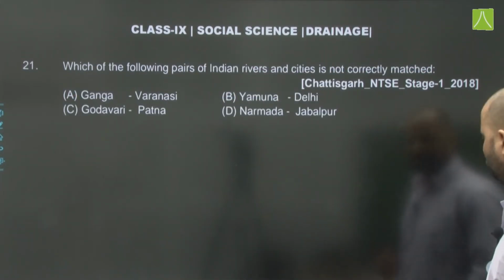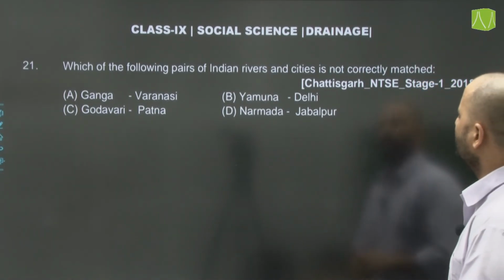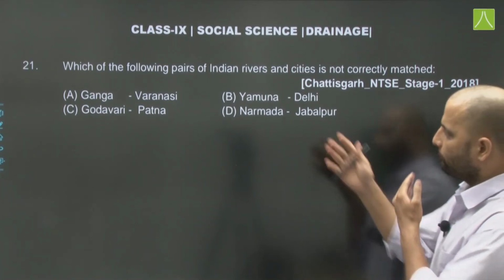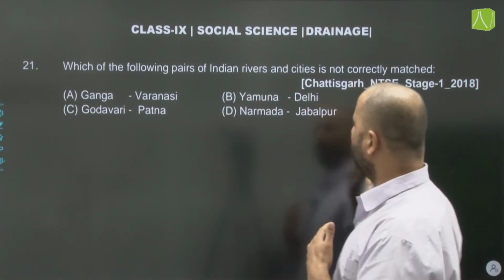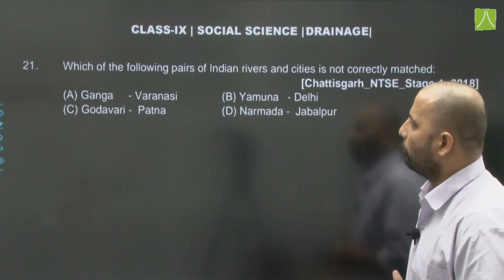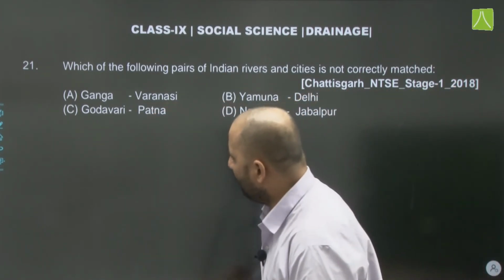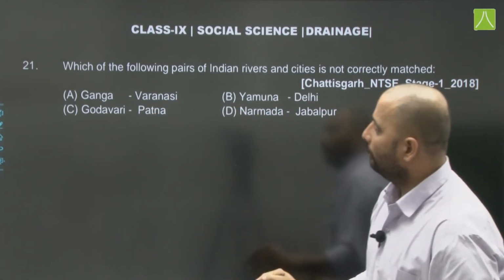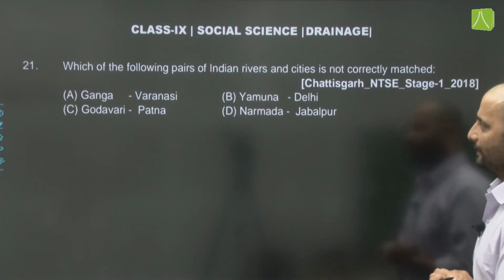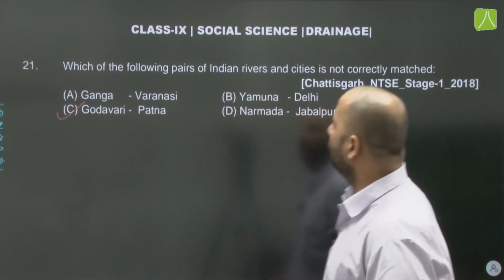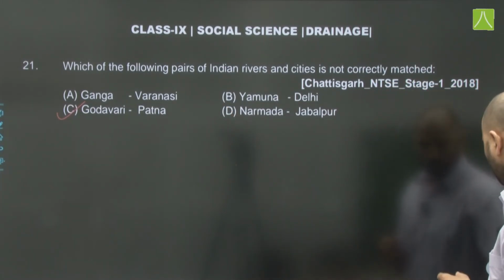Now moving on to our next question, that is which of the following pairs of Indian rivers and cities is not correctly matched? This question is from Chhattisgarh NTSE Stage 1, 2018. Options provided here are Ganga, Varanasi; Yamuna, Delhi; Godavari, Patna; and Narmada, Jabalpur. Now clearly as per the options, Ganga, Varanasi is correct, Yamuna, Delhi again is correct, Godavari, Patna is not correct. Why? Because if you see, through Patna river Ganga passes. Narmada, Jabalpur is again correct. So option number C here will be our correct answer, that is the pair which is not correctly matched here.